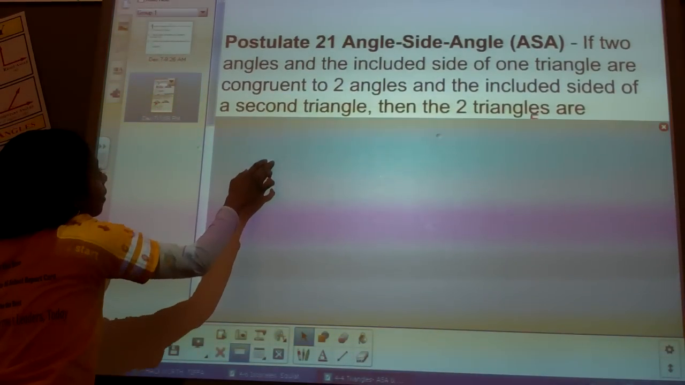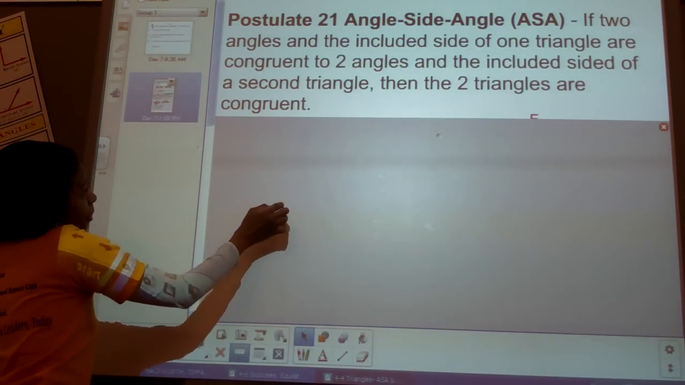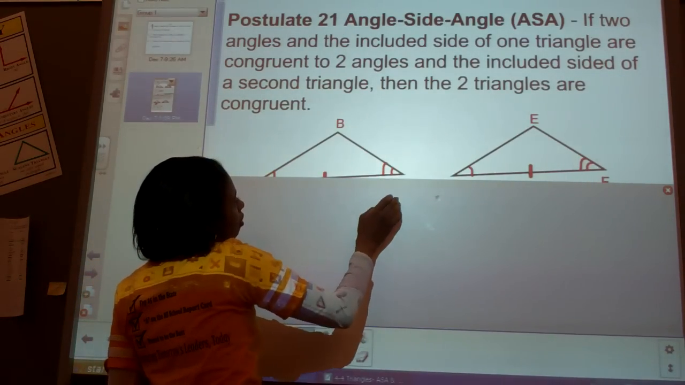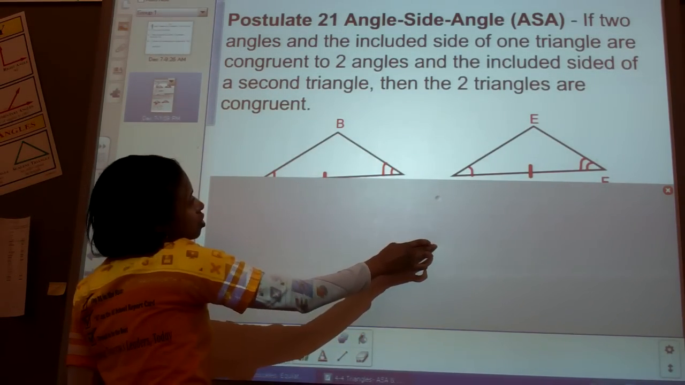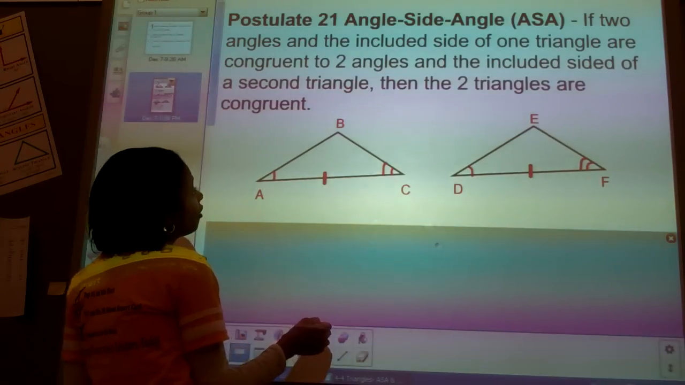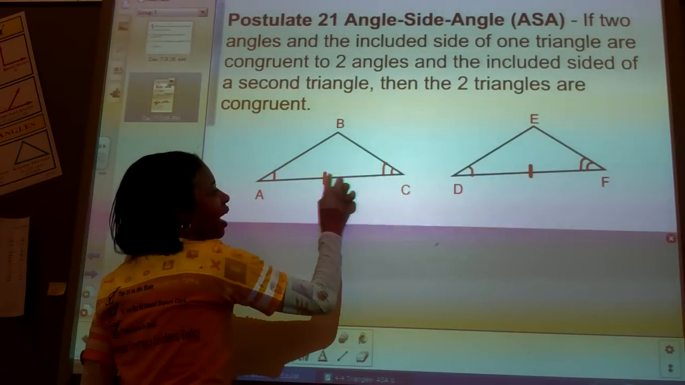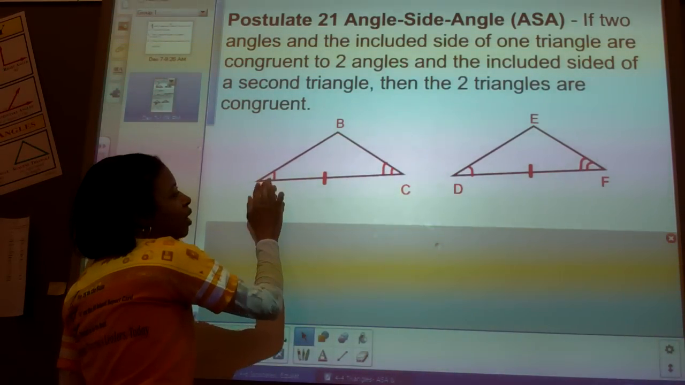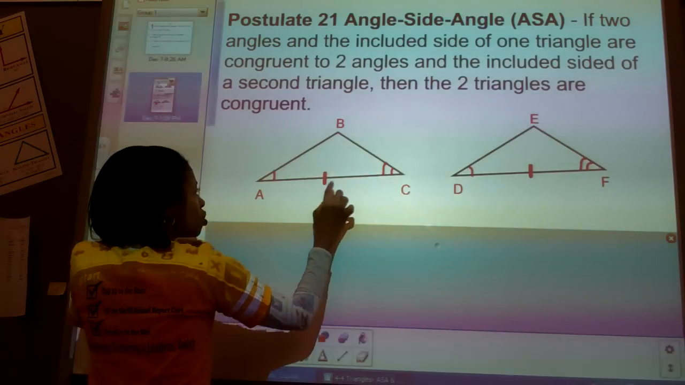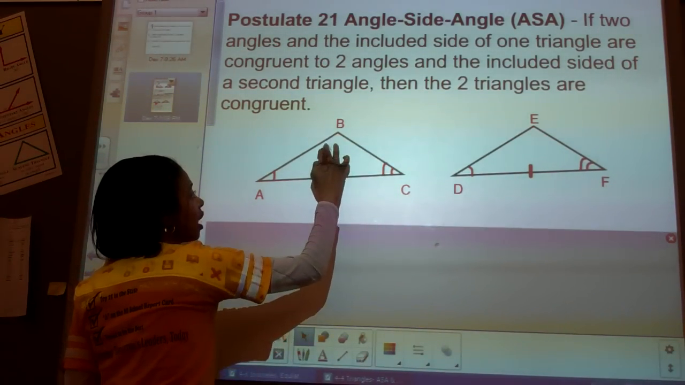Here we are. We have two triangles, triangle ABC and triangle DEF. And angle, side, angle says the angle, the side, and then the angle. So I have an angle. The side must be in between the two angles. Okay? It cannot be such that I have here.